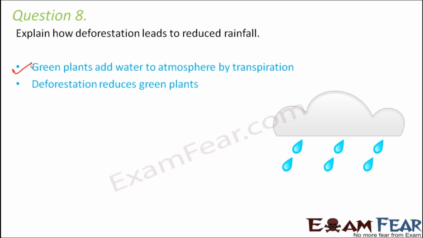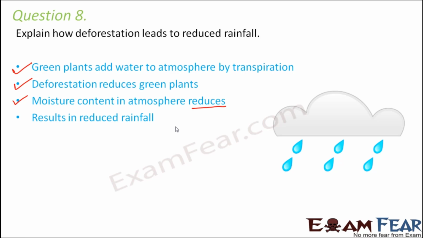Now, when green plants are cut during deforestation, the number of green plants reduces. Therefore, the amount of moisture in the atmosphere also reduces, because those who were contributing to moisture are no more there. So the moisture content will reduce, therefore the clouds will reduce, and therefore the rainfall will be reduced. This is how deforestation can cause less rainfall.